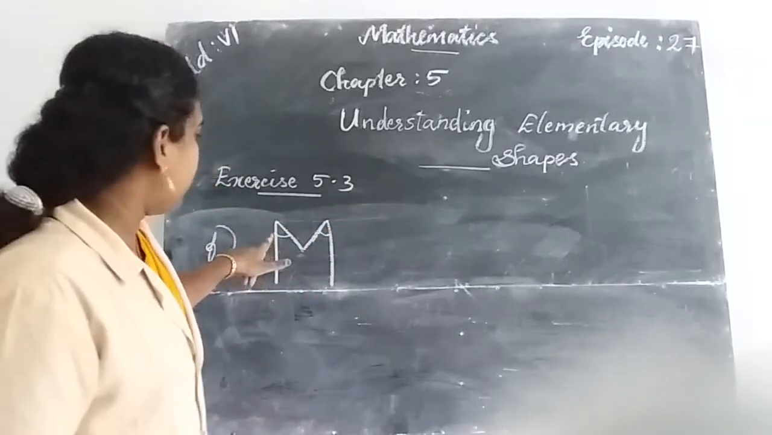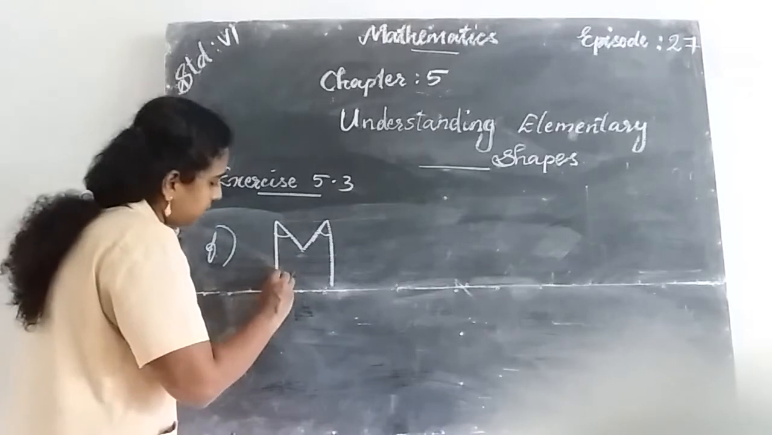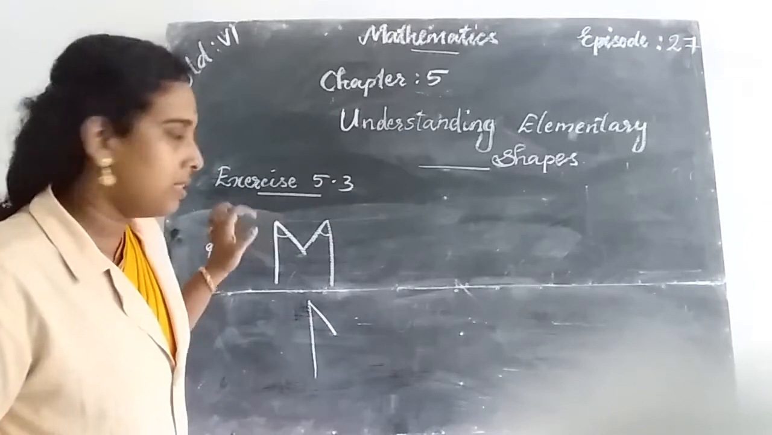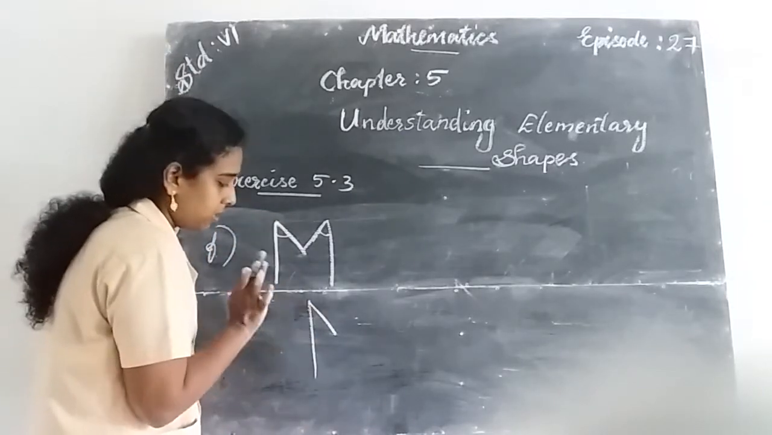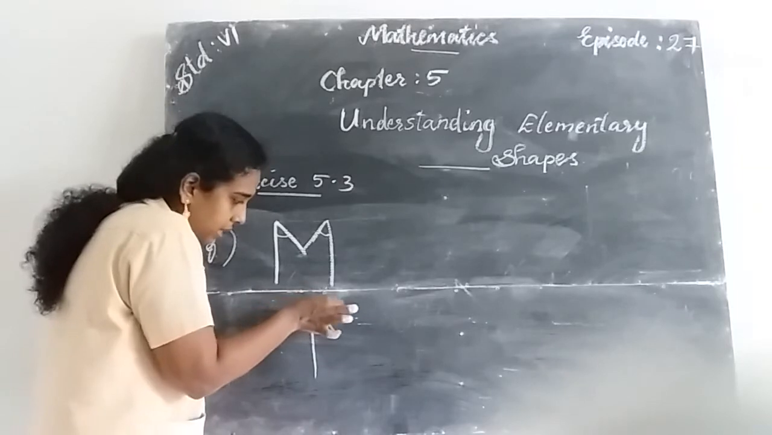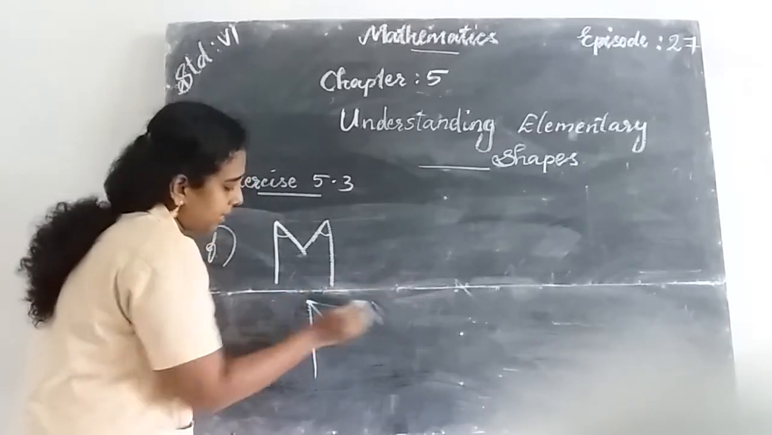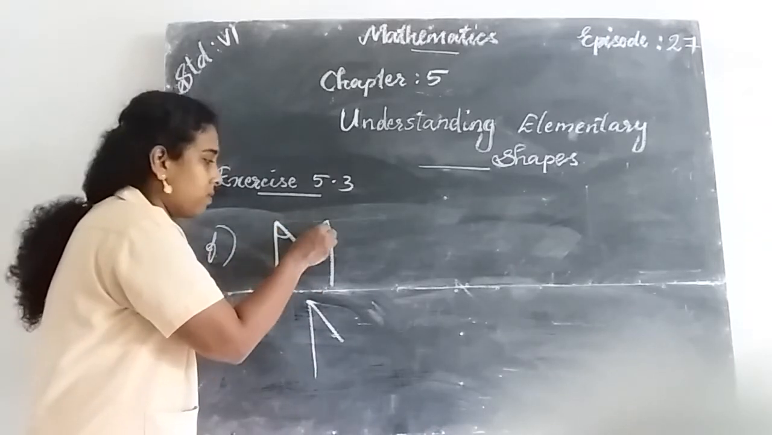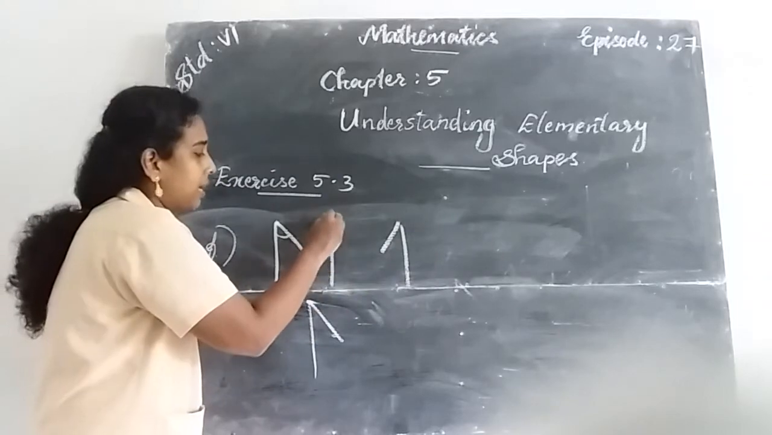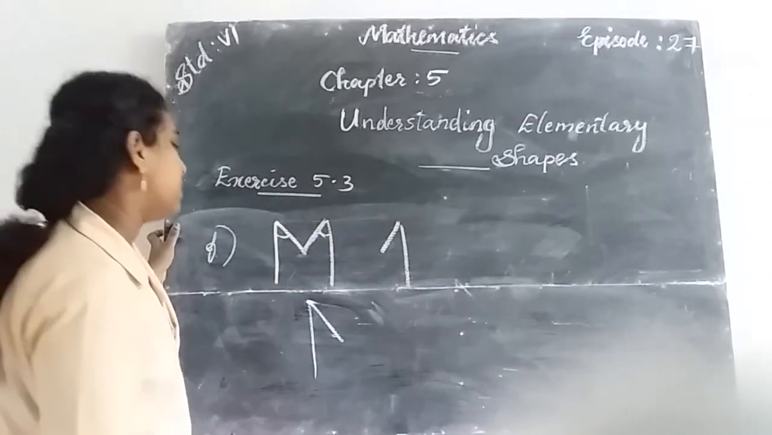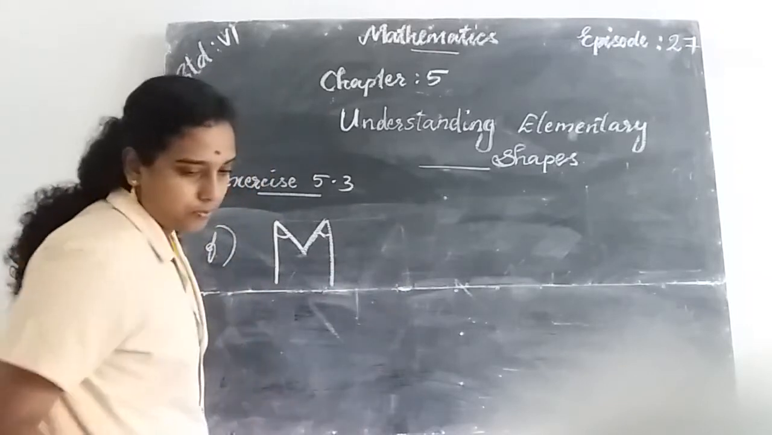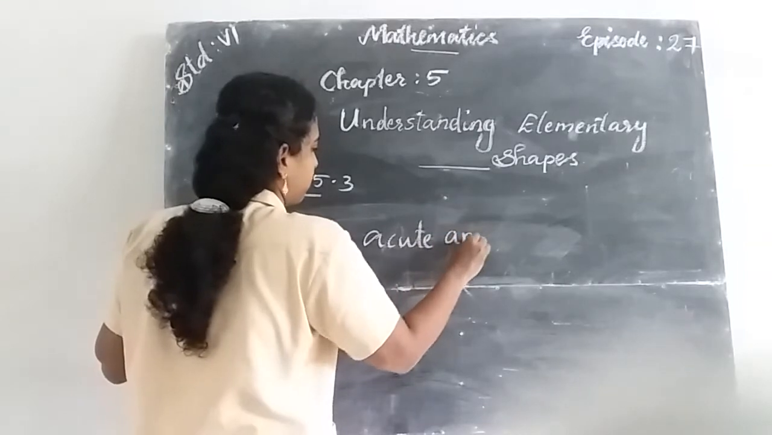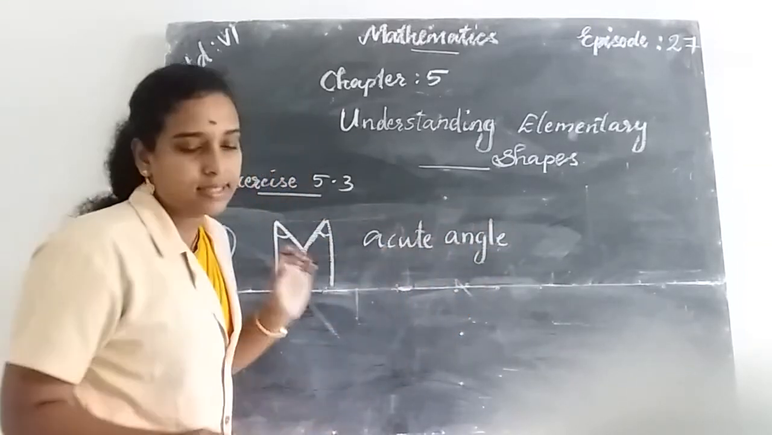You have to find the types of these two angles. Here this angle is like this, and this is less than 90 degrees. If it is equal to 90 degrees, then the angle is like this. Here the angle is like this way, so the angle is less than 90 degrees. And here also the angle is like this, and it is also less than 90 degrees. So it is an acute angle, because it measures less than 90 degrees.